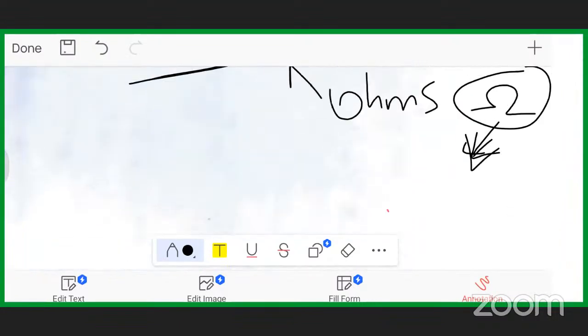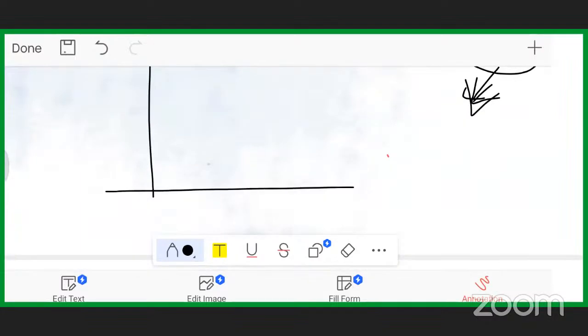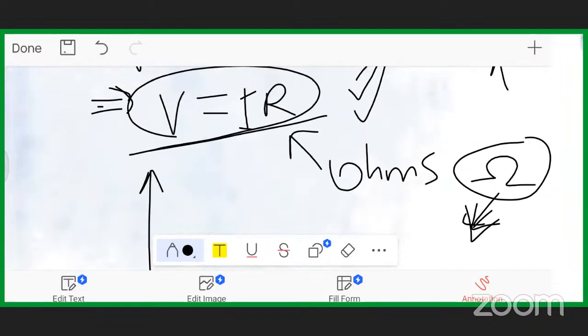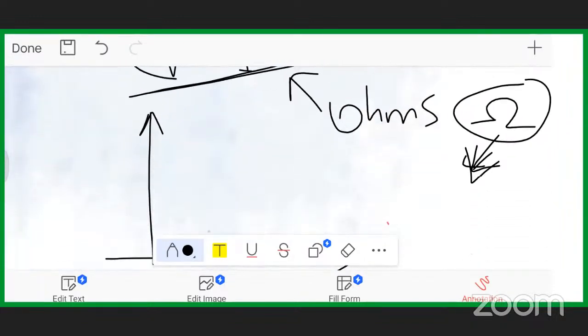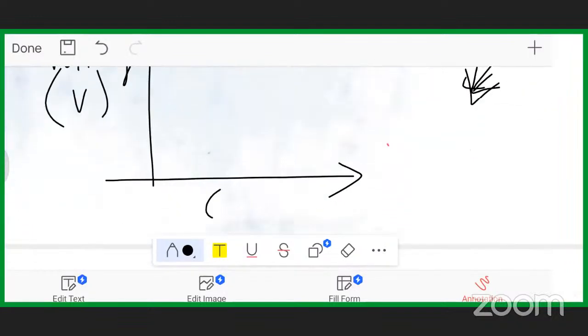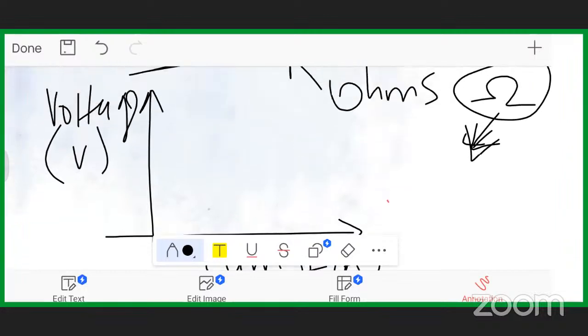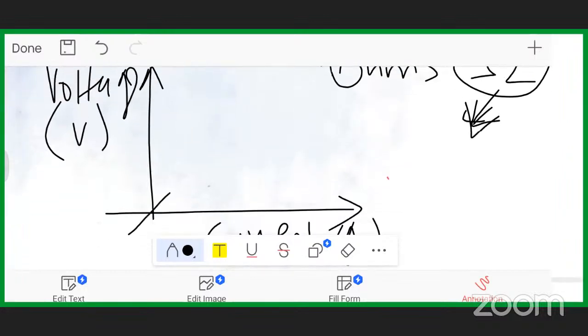if you have your graph as V, or voltage in volts, against current in amps. Now this graph will always be a straight line because it's direct proportionality. So it will be a straight line passing through the origin, of course, direct proportionality. And of course, it obeys the equation of a straight line.